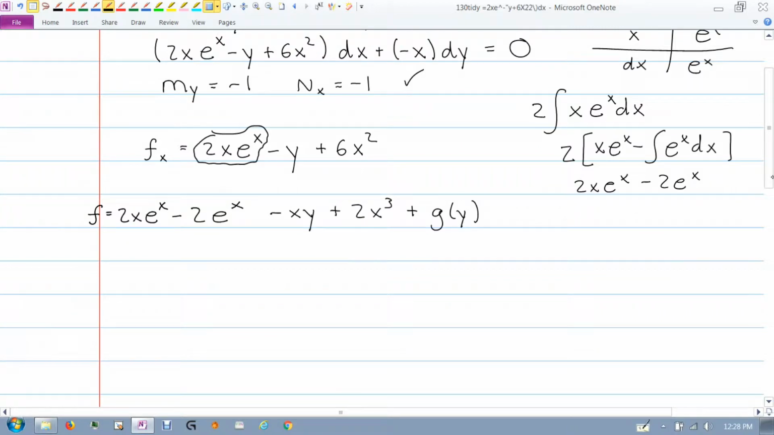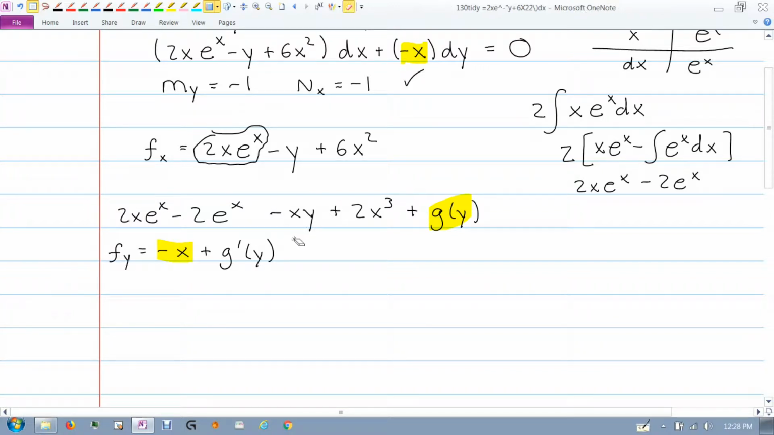Okay, now that we've got this, we're going to differentiate that with respect to y this time instead of x. And that turns out pretty nice. We get negative x, which is just the derivative of that piece, and then plus g prime of y. And oh wow, they match. Okay, great. They match up exactly. So we know that the function g here must be 0. So our answer is just that function.